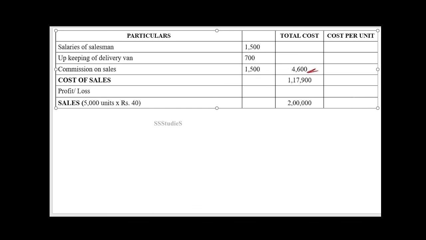So how do we find out profit or loss? This profit is equal to sales minus cost of sales. So 2 lakhs minus 1,17,900, we get profit or loss. In this case, we have profit because sales is 2 lakh and the cost of sales is 1,17,900. So the profit comes to 82,100.